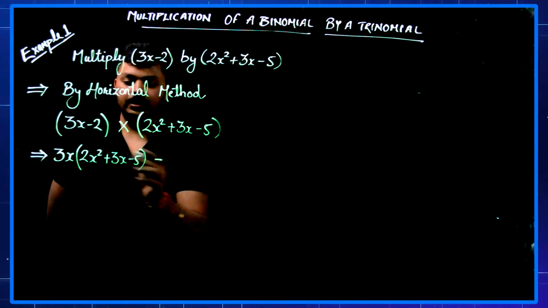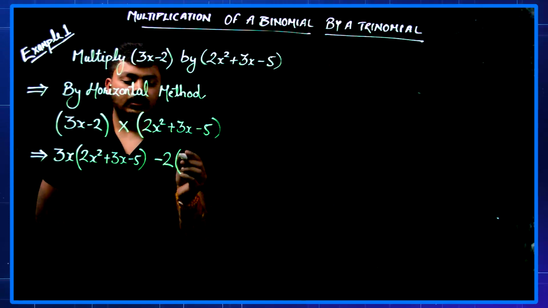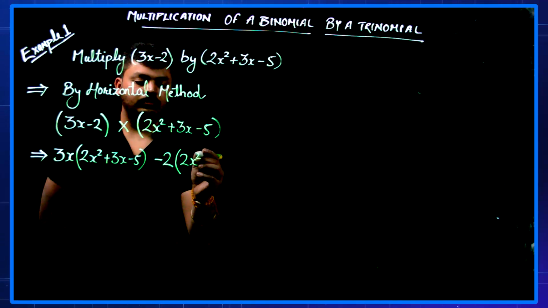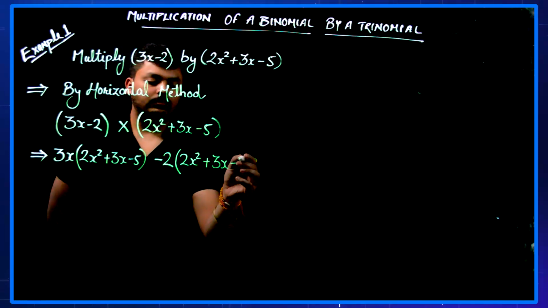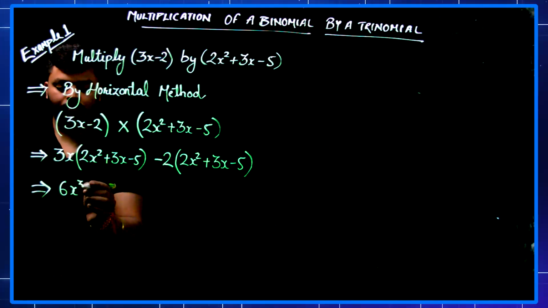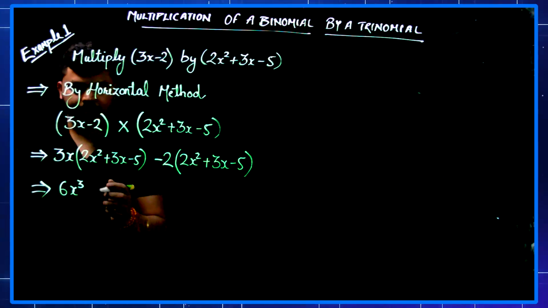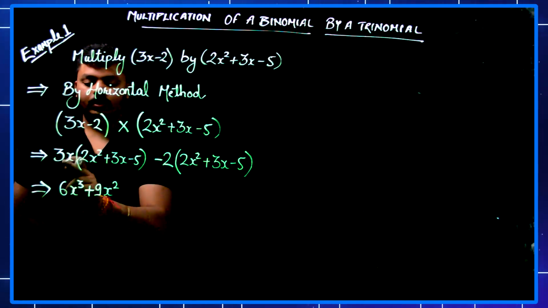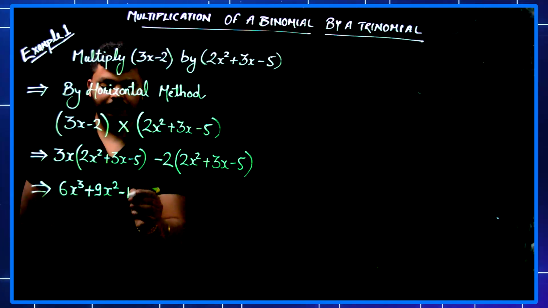Then our next term is minus 2, then the complete trinomial, 2x square plus 3x minus 5. 6x cube. Now 3x into plus 3x gives plus 9x square. Now 3x multiplied by minus 5 is minus 15x.